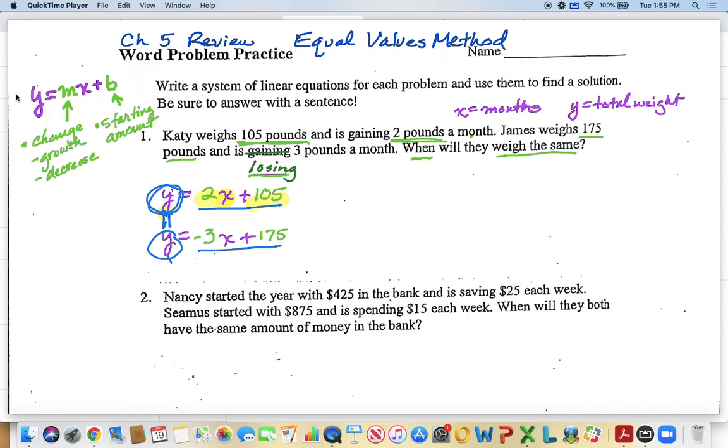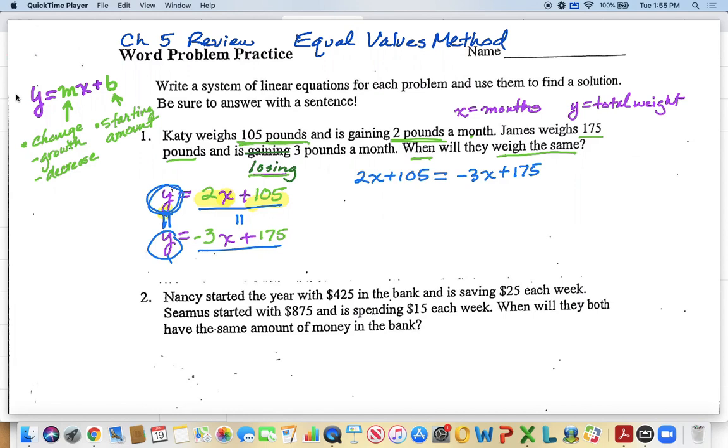So if these two y's are equal, and these two y's are equal to the expression, then that means that these two expressions have to be equal to each other. So that allows us to do something else, which is we can just rewrite those two expressions, 2x plus 105 and -3x plus 175, and we can make them equal to each other.